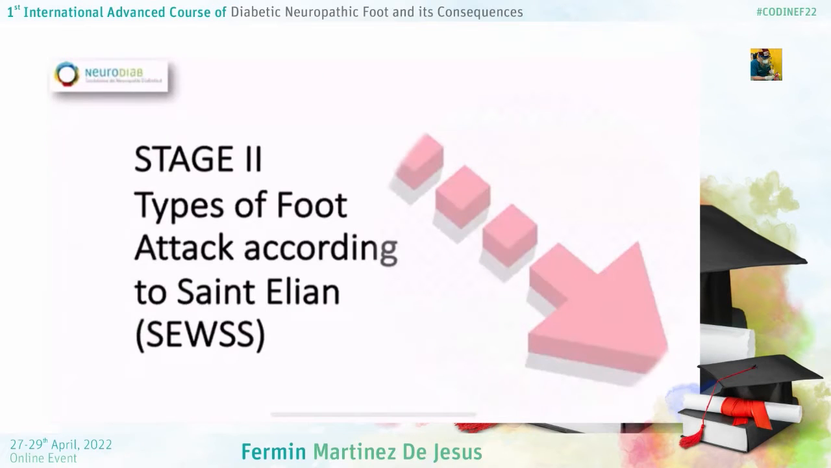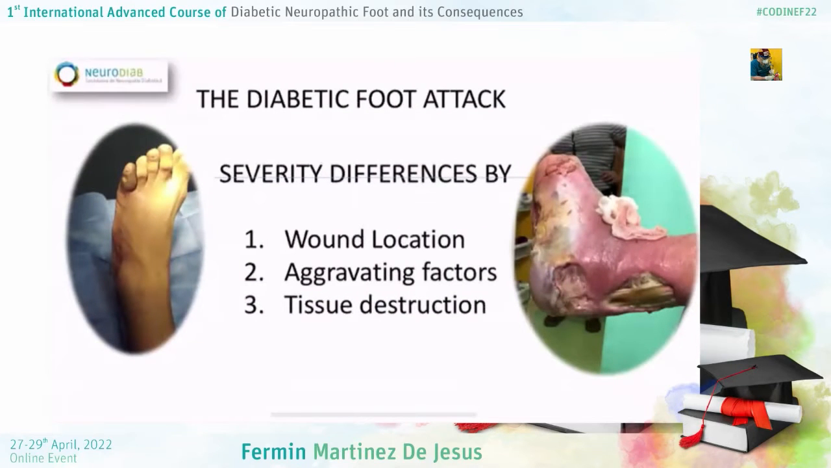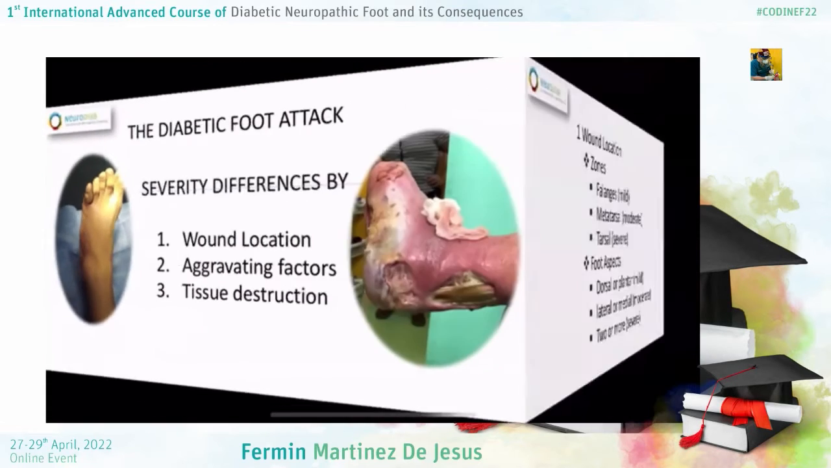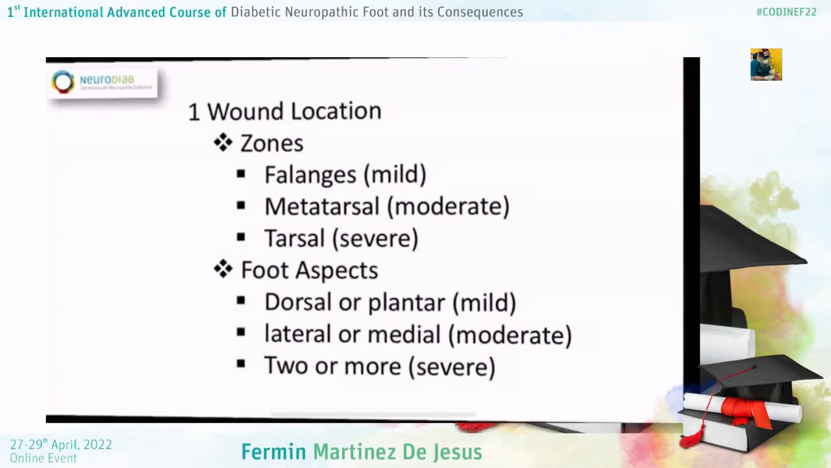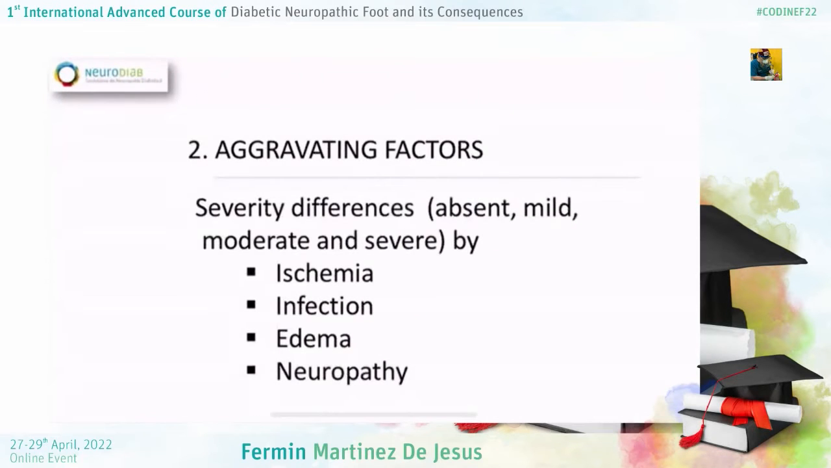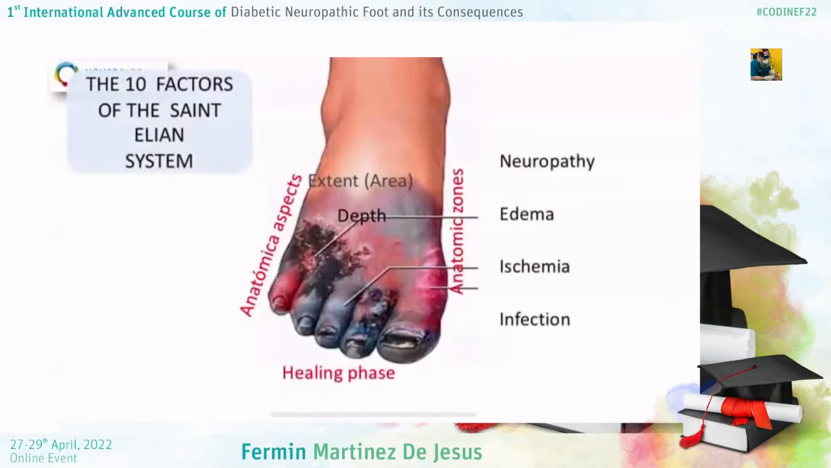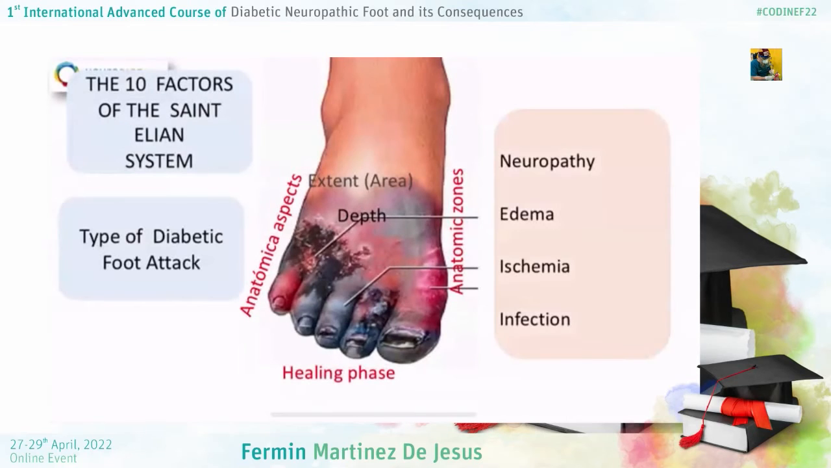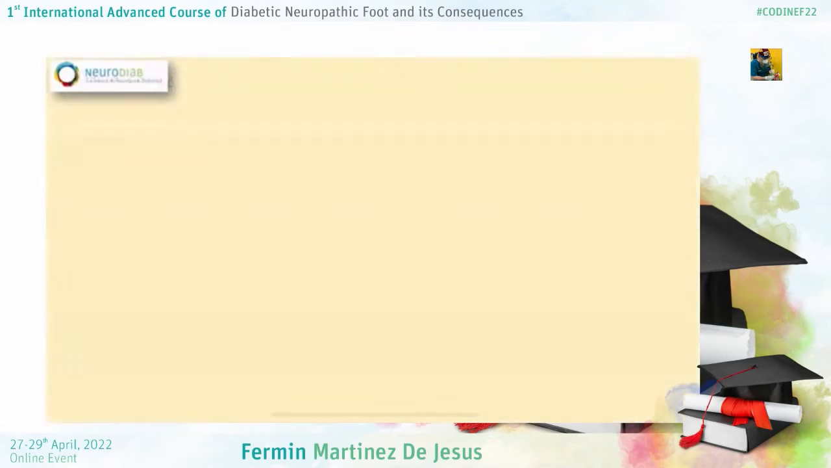Stage 2 is the acute foot attack, which according to San Elian presents severity differences by wound location, aggravating factors, and tissue destruction. Wound location by zone, foot aspects, and aggravating factors: skin infection, edema, neuropathy. Wound tissue destruction includes area, depth, and wound healing phase. The 10 factors of the San Elian system correspond with the aggravating factors that determine the type of foot attack.